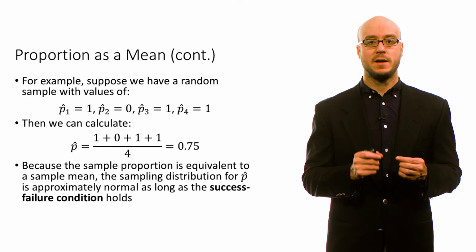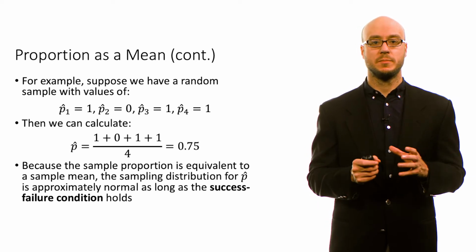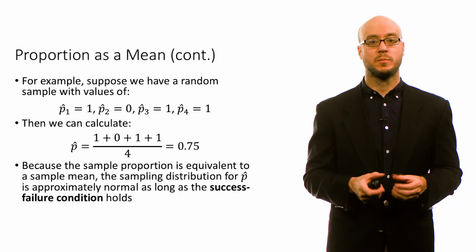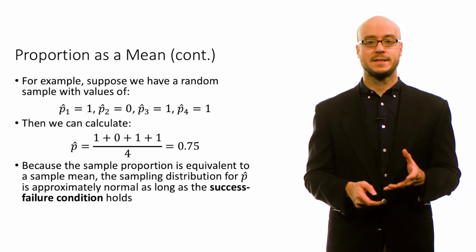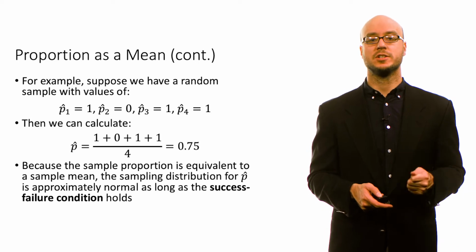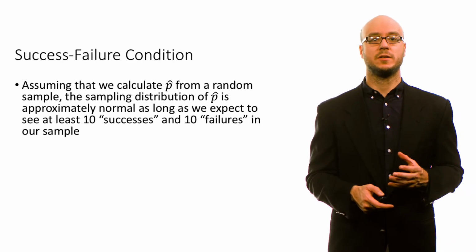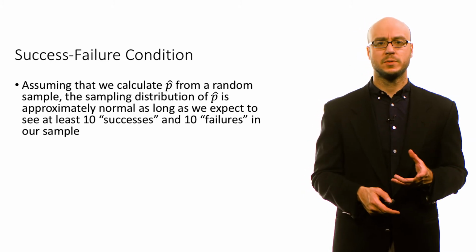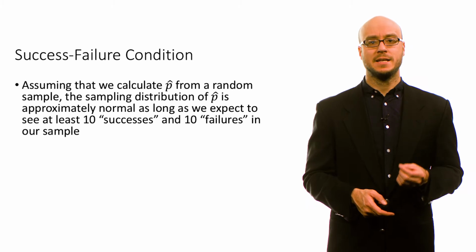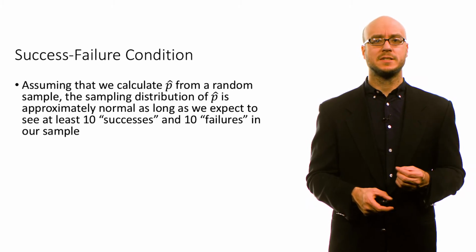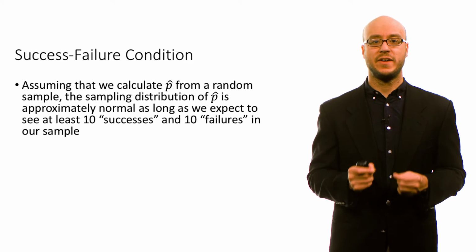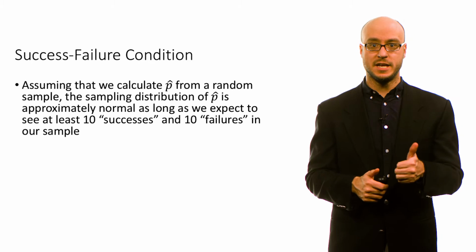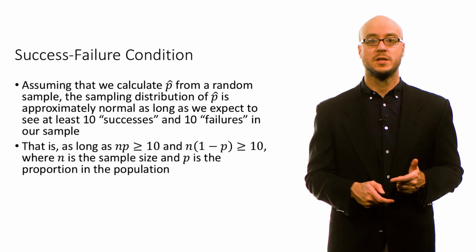The key point about treating a sample proportion as a sample mean is the sampling distribution for p hat. For the sample proportion, it will be approximately normal as long as the success-failure condition holds. Now, what is the success-failure condition? Assuming that we calculate p hat, the sample proportion, from a random sample, the sampling distribution of p hat is approximately normal as long as we expect to see at least 10 successes and 10 failures in our sample, where successes and failures are defined as before. Successes are those with 1s, and failures are those with 0s.